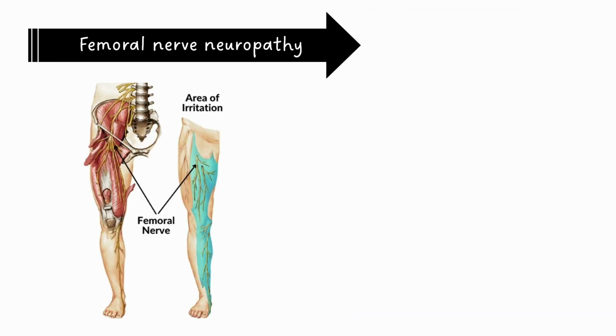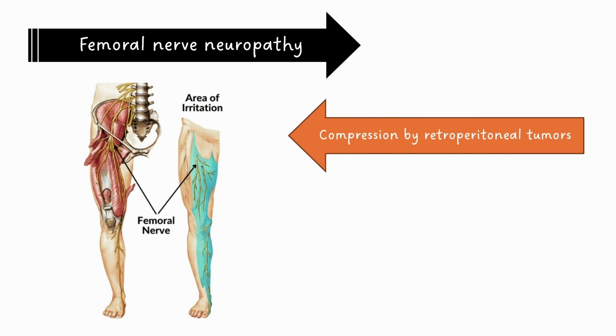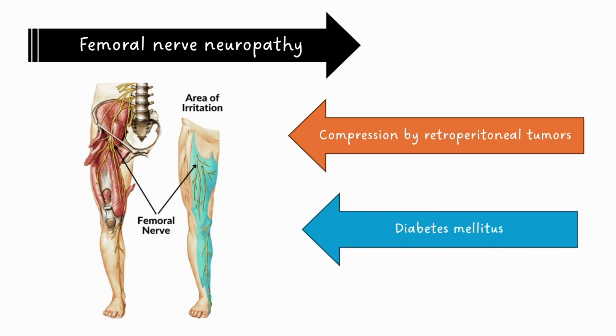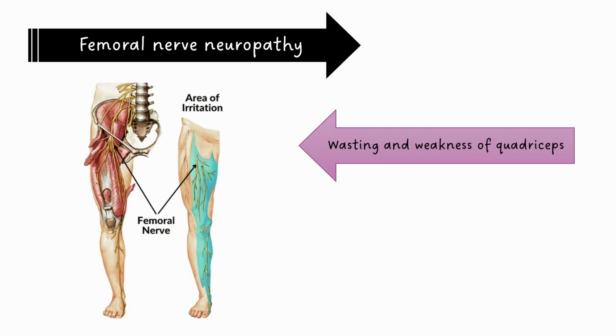Normally, the main trunk of the femoral nerve is not subject to an entrapment neuropathy, but it may be compressed by retroperitoneal tumors, or a localized neuropathy of the femoral nerve may occur in diabetes mellitus. Because of the compression, there is wasting and weakness of the quadriceps muscle leading to considerable difficulty in walking.